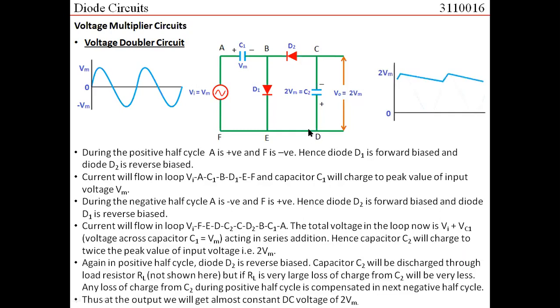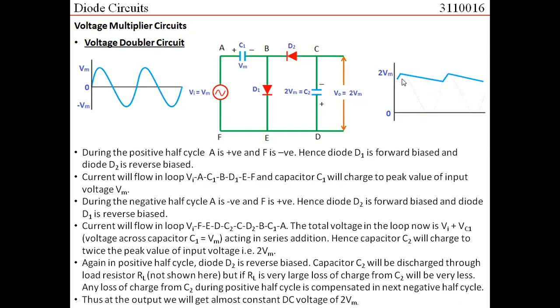Again in the positive half cycle, your diode D2 gets reverse biased. Capacitor C2 will be discharged through the load resistance RL, which is not shown here. But again, if we assume that this load resistance is very large, then the discharging of C2 would be very slow, and hence we can assume it to be maintaining the voltage 2 Vm.